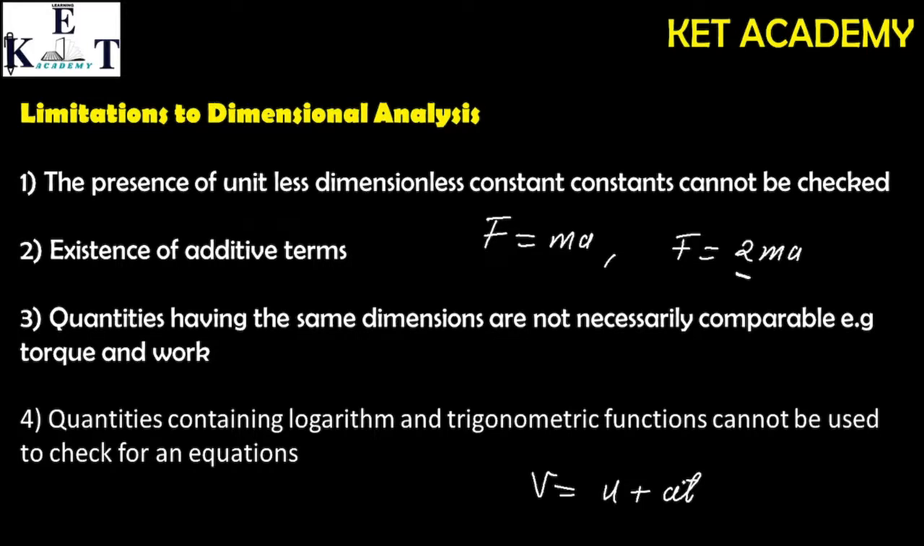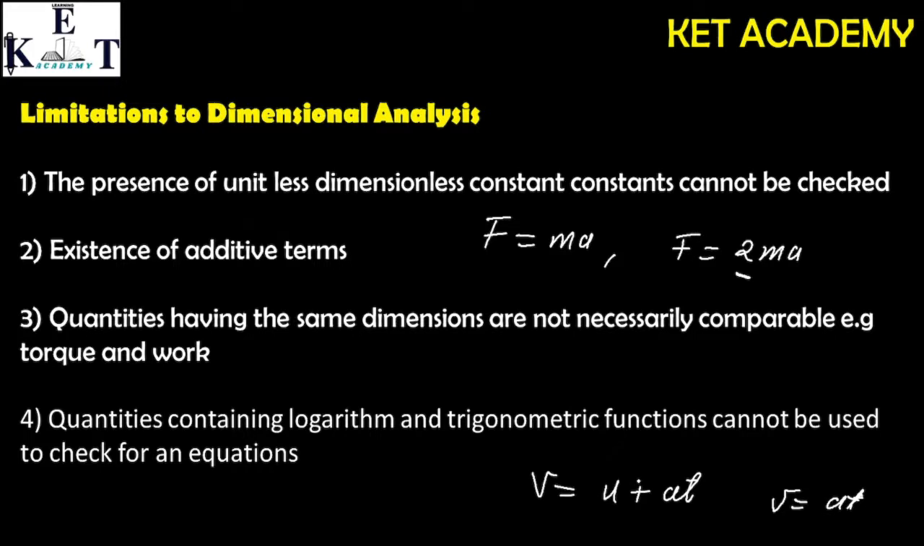So if in an equation we write this and we write another equation v equals at, definitely the first one is correct, but the second one is wrong because we have omitted an additive term here, u, but this equation is homogeneous. So those are some of the limitations that dimensional analysis brings forth.